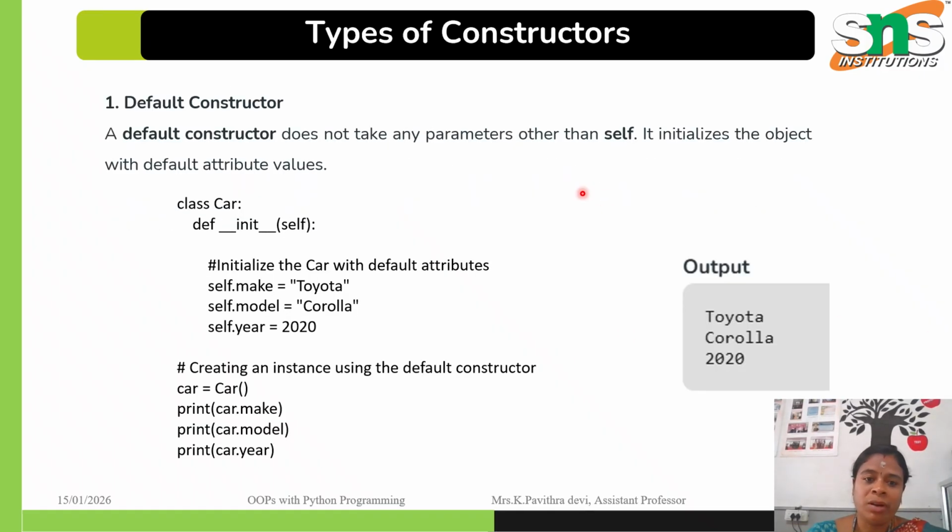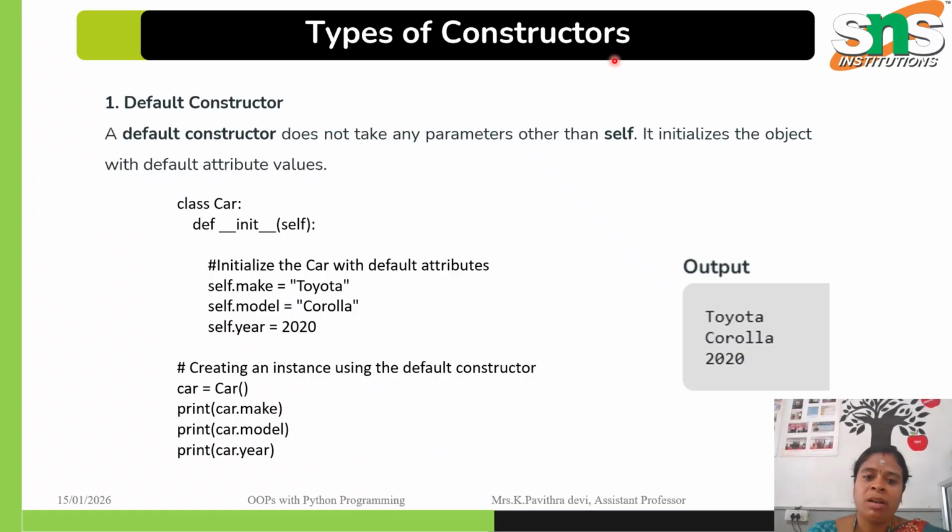Next one, types of constructor. A constructor is a special method that is automatically called when the object of the class is created. It is used to initialize the data members of the class. In Python, constructors are defined using the __init__ method. There are mainly two types of constructor in Python: default constructor and parameterized constructor.